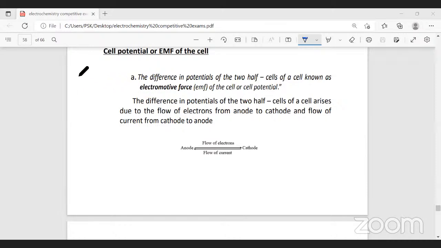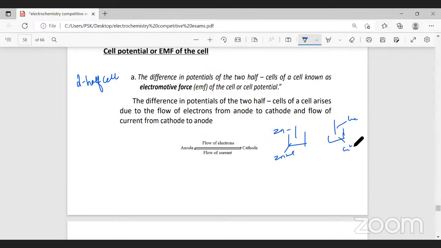Now you should remember that an electrochemical cell will be made of two half cells. If you remember Daniel's cell, we have a zinc electrode and a copper electrode. The zinc electrode and copper electrode are connected through an external wire through a voltmeter and internally by means of a salt bridge. So each electrode is considered to be a half cell. So the zinc electrode is a half cell and the copper electrode is also a half cell. Two half cells will give you one complete cell.